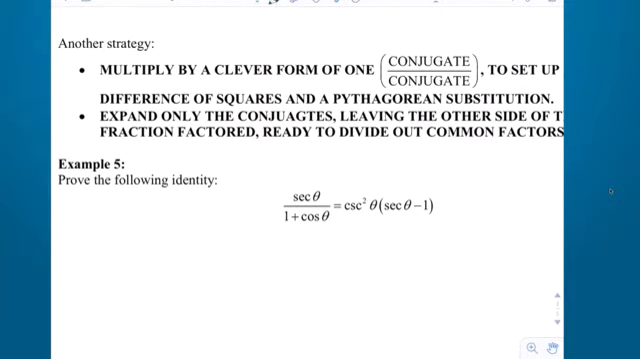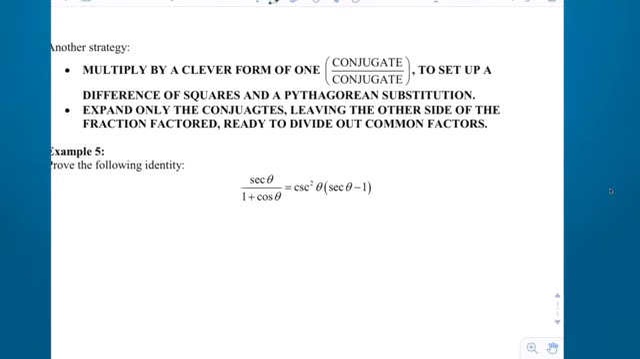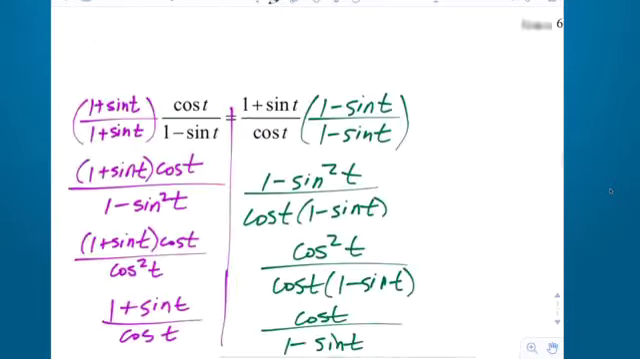Let's summarize the strategy. Another strategy, multiply by a clever form of 1, that is the conjugate over the conjugate, which sets up a difference of squares, which then sets up a Pythagorean substitution. And then expand only the conjugates. If you notice what we did, we only expanded the conjugates, which was on the left side of the denominators, and we left the other side of the fraction factored, because that's not a special product, and maybe then once you expand, you can divide something out.